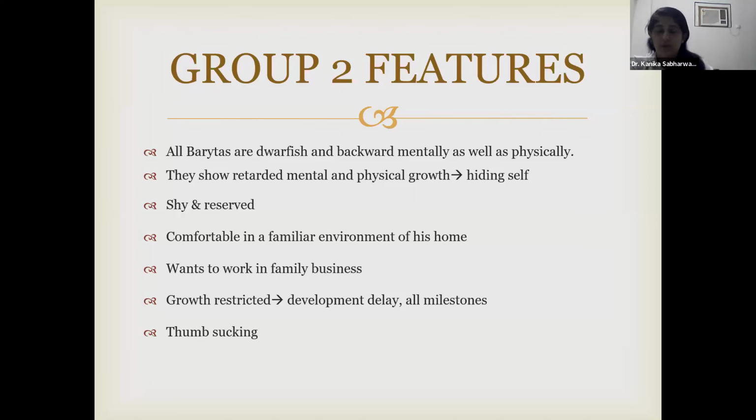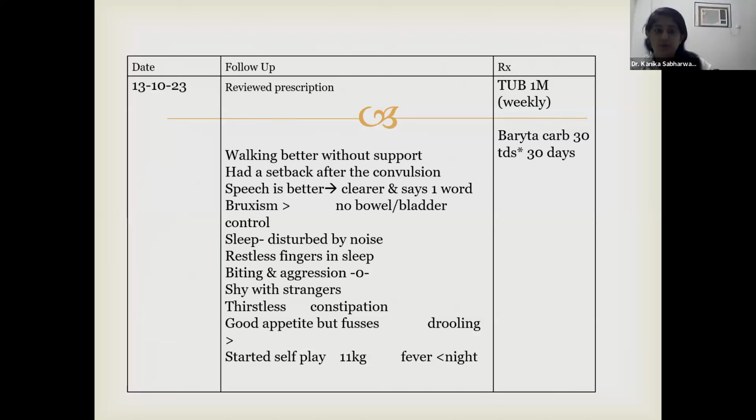Comfortable in his home and bike ride with the father. They had started a school and an occupational therapy, but he would not leave his mother's side. Sorry, this wants to work in family business is wrong. Please ignore that. Growth restricted and thumb sucking. So these were the features which I chose. So renewed prescription, Baryta carb 30 thrice a day.